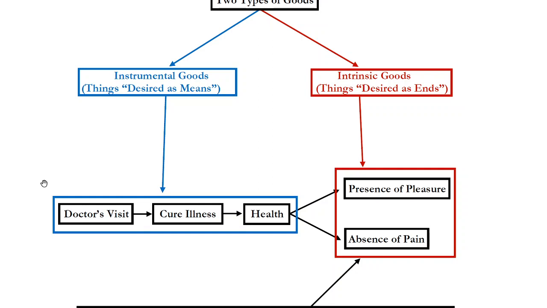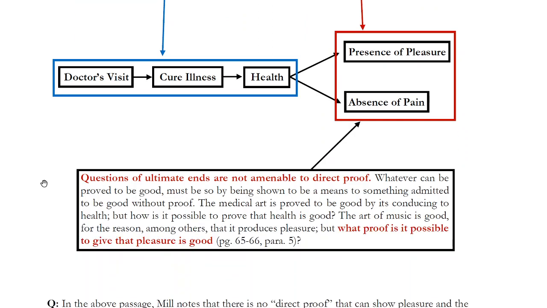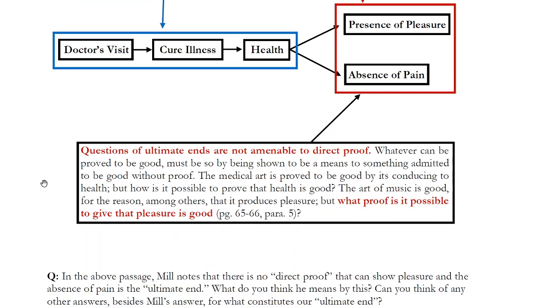Now at this point, because we've already seen that there are other answers to this question, we might ask the question, why should we believe this answer? Right, we've seen other answers to this question. Other philosophers believe that there are different things that are desired as ends. Why should we believe Mill when he says that, no, what's desired as an end is the presence of pleasure and absence of pain? Well, he makes an interesting point here. He says, what we're talking about is an ultimate end, right? The end that makes sense of all of our actions. And what he tells us about these ultimate ends, things with intrinsic value that are valued in and of themselves, is that questions of ultimate ends are not amenable to direct proof.